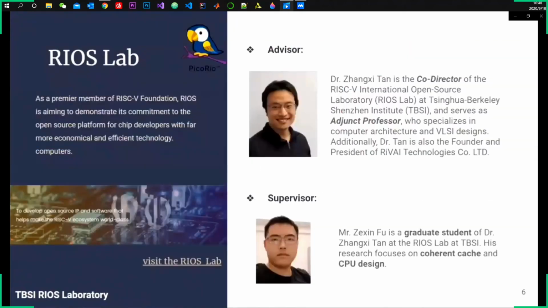Our original plan was to conduct experiments in the RIOS Lab in Shenzhen. However, due to the outbreak of the coronavirus, the work and meetings have all been moved online. RIOS Lab is dedicated to the development of the open source RISC-V chip, and we are very fortunate to accept the guidance from Dr. Tan. Dr. Zhang Xitan is the co-director of the RIOS Lab and an adjunct professor at TBSI. Our supervisor, Mr. Zexin Fu, has also provided us many great suggestions. He is a graduate student of Dr. Tan and does research relating to coherent cache and CPU design.